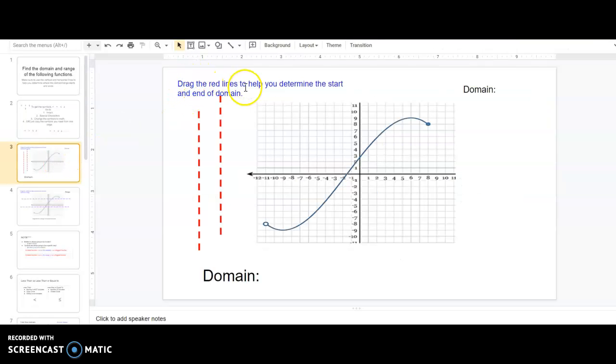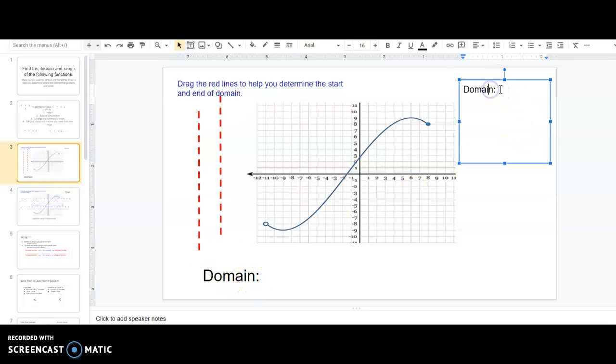It says, drag the red lines to help you determine the start and end of the domain for this function. And then down here, it's asking us to type the domain. So real quick, let's define domain one more time. Domain is all the possible values of x. One thing that is important about domain that I think students always need to remember is to always look at the x-axis.